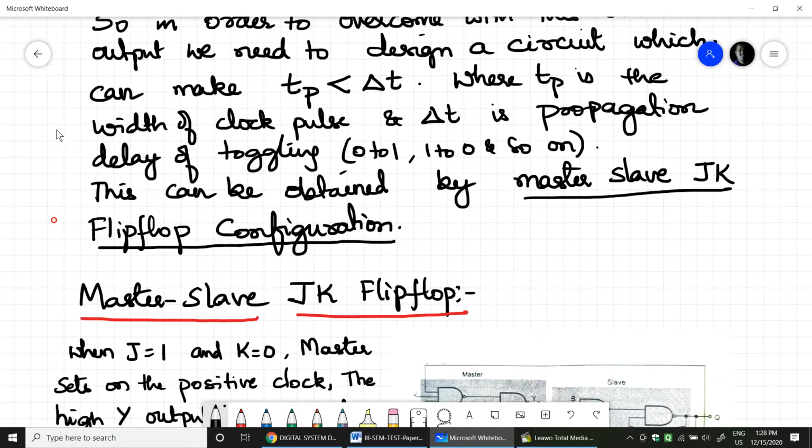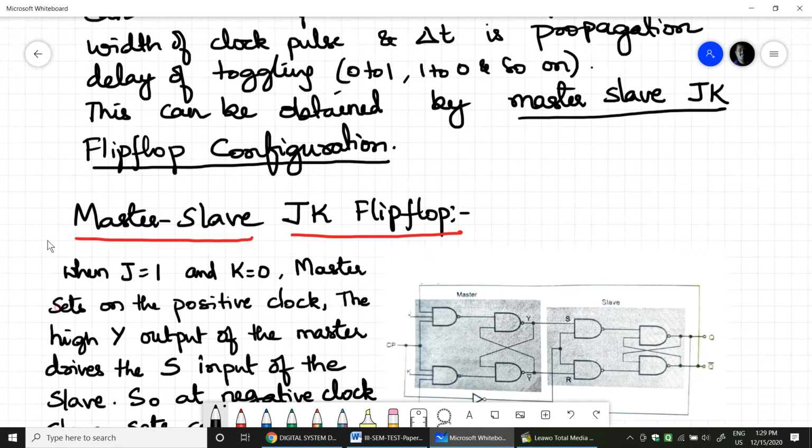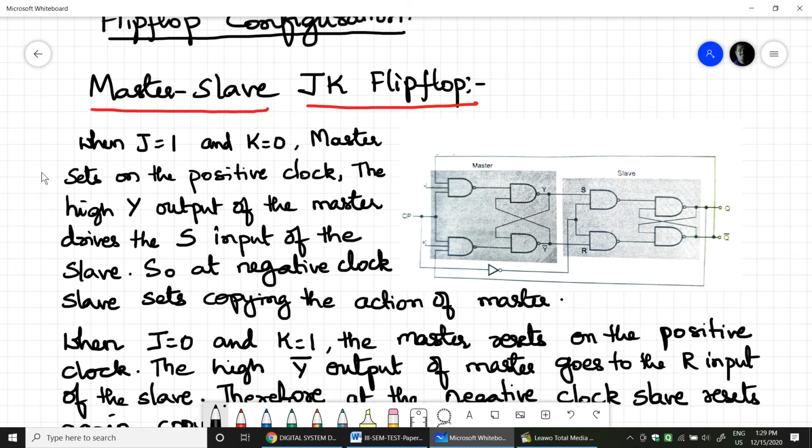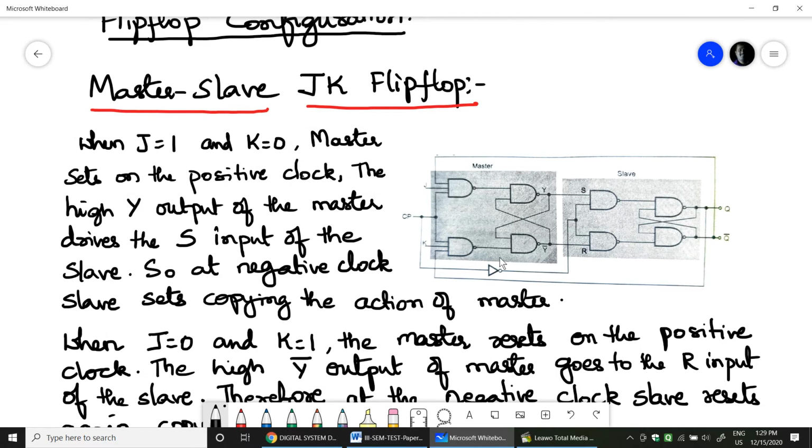So a master slave JK flip-flop is what we are going to discuss now. What is a master slave flip-flop? Here in a master slave flip-flop, we have a master JK flip-flop and we have a slave, which is a normal SR flip-flop. So this is SR, this is JK. JK will behave as master, SR will behave as slave.